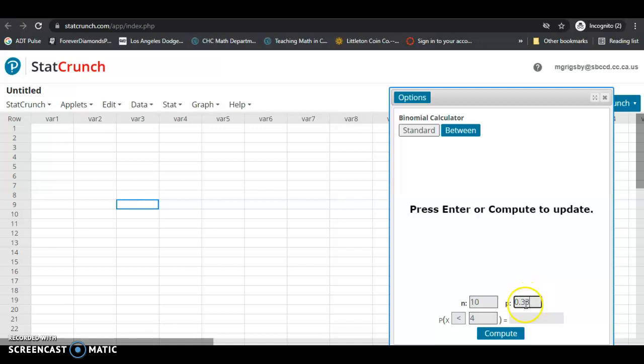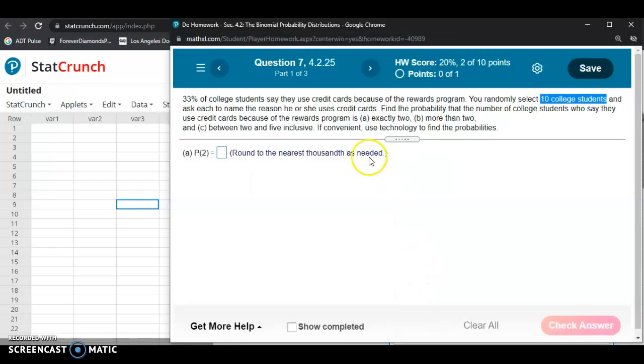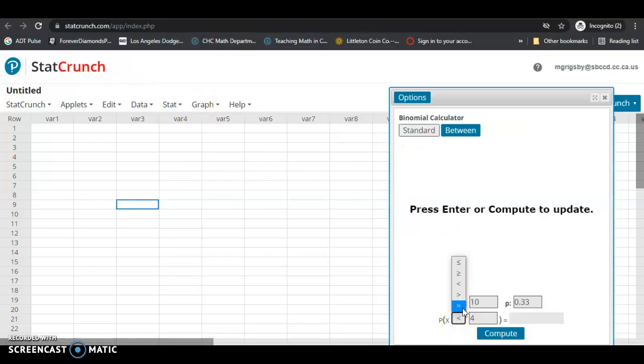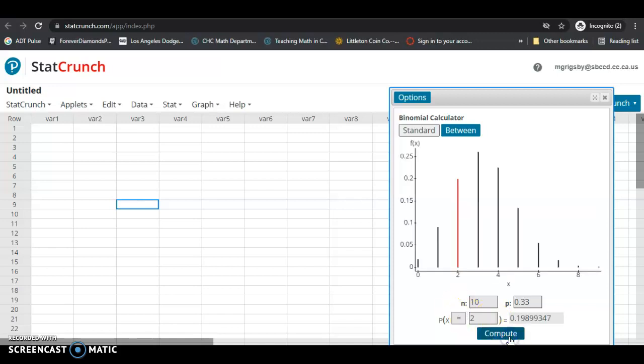Okay, so the probability of success should always be entered as a decimal into this binomial calculator. And remember in part A, we're asking for the probability that exactly 2 out of the 10 use credit cards for the rewards program. So you change this to an equal sign, so exactly means equal to. And then click compute to get that probability. Okay, so it gives you the probability here.